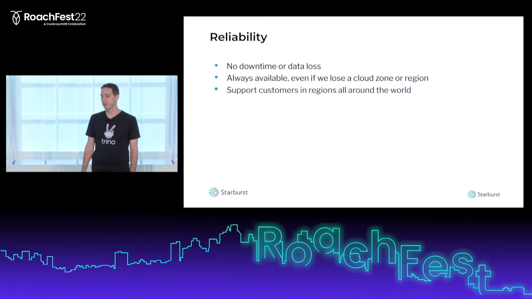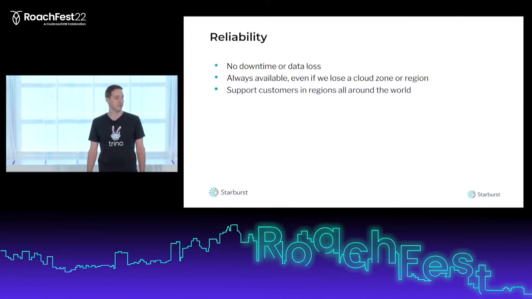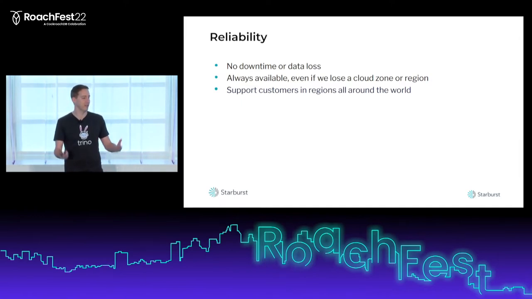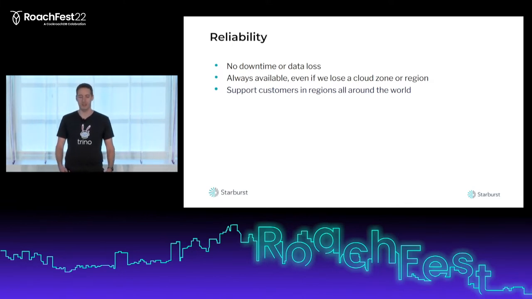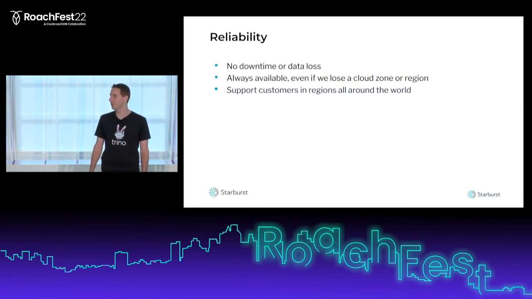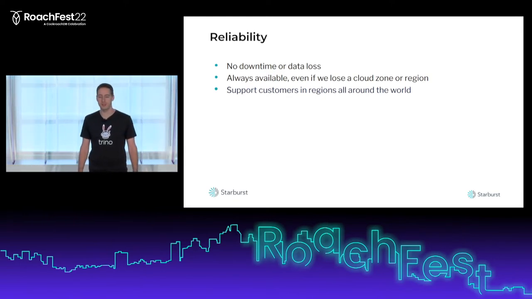Because our product runs in multiple regions around the world, it's important that the database is always up, even if we lose a cloud zone or a cloud region. Like you probably see in the news, when Amazon US East 1 goes down, it takes out half the internet. If our customers aren't using Amazon or they're in a different region, we don't want them to pay the price because we chose to just stick it in a single region. So we have to be basically as available as our customers' data is. And because we have customers all around the world, we need a database that lets us provide low latency no matter where in the world the customer is.